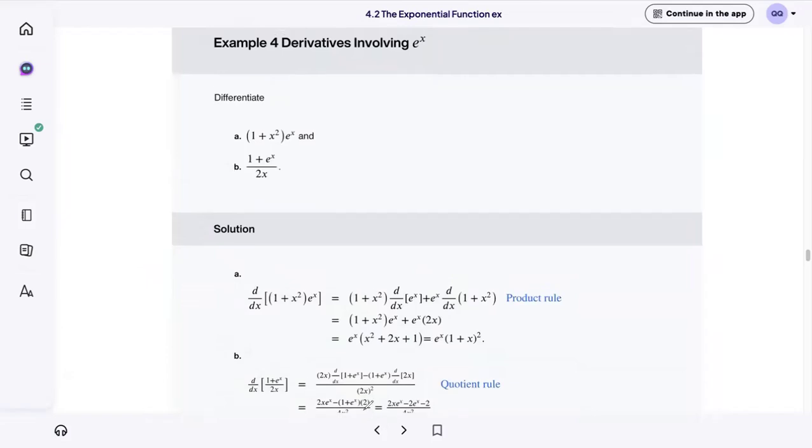Let's see this example. And we want to differentiate this and this one. So what do we do? First, we see a product, right? Maybe let's call this function g of x and maybe call this f of x. So e to the x is f of x, and 1 plus x squared is g of x. Then we see g prime of x is 2x. And f prime of x is still e to the x. Then we use the product rule.